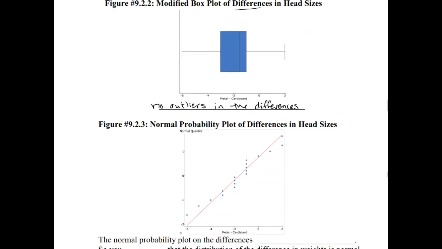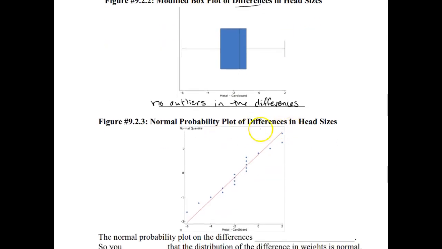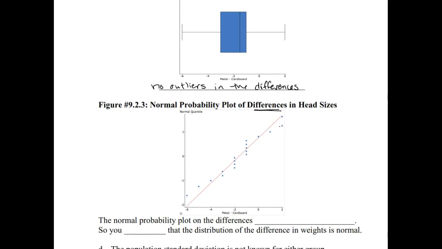And if we make a normal probability plot of the differences, it's roughly linear. It's staying pretty close to this line that's in here. So the normal probability plot of the differences looks pretty linear. So in this case, we can assume that the distribution of the differences in weights is normal.